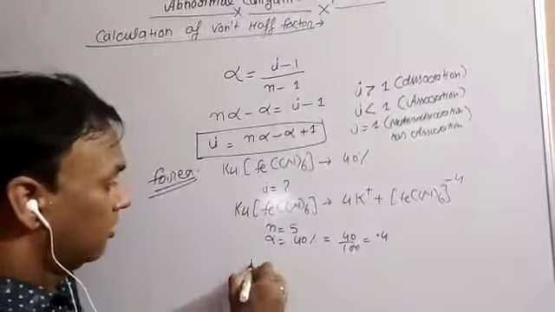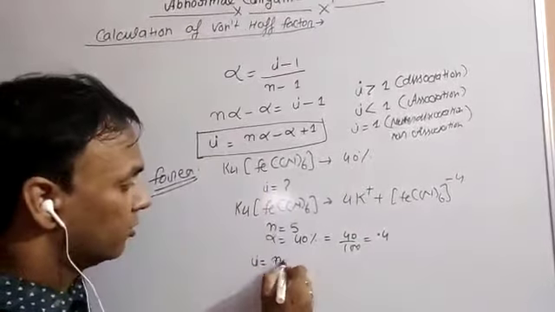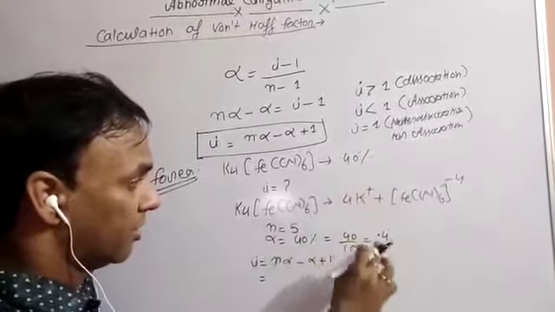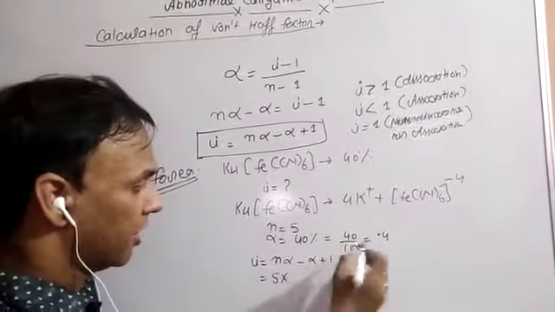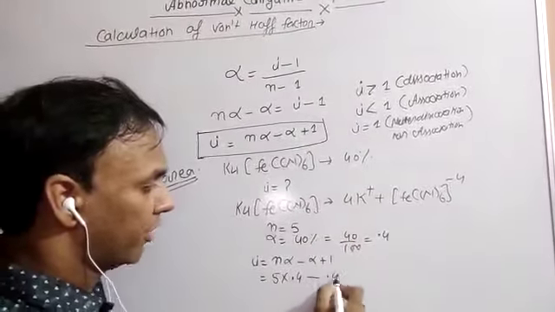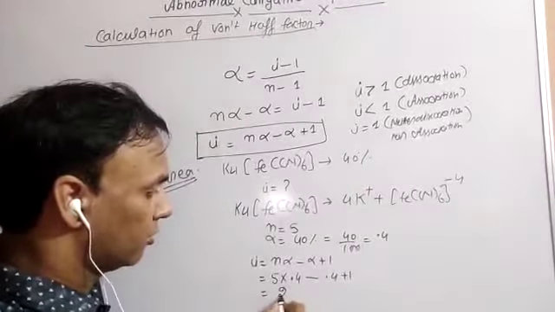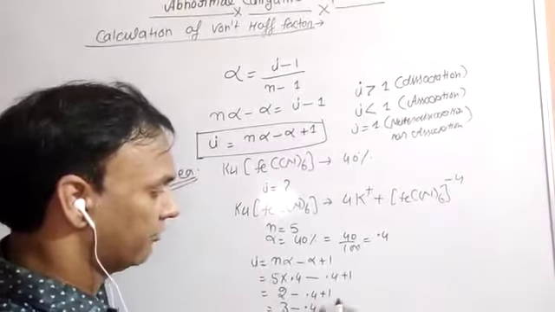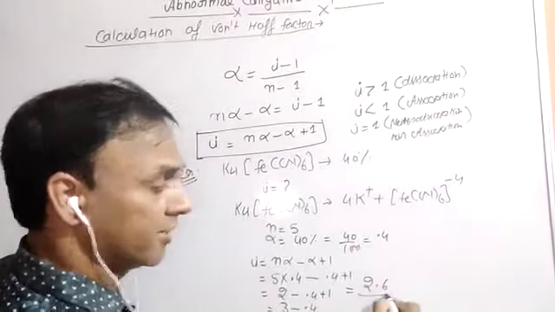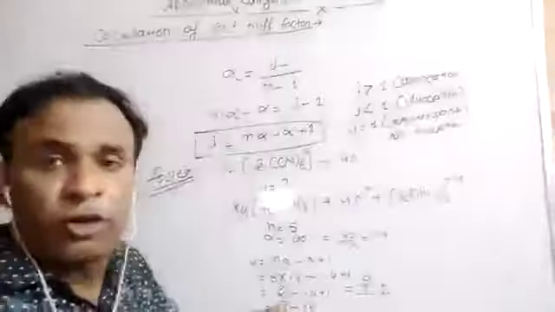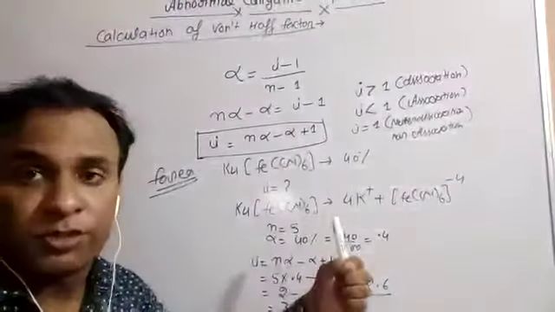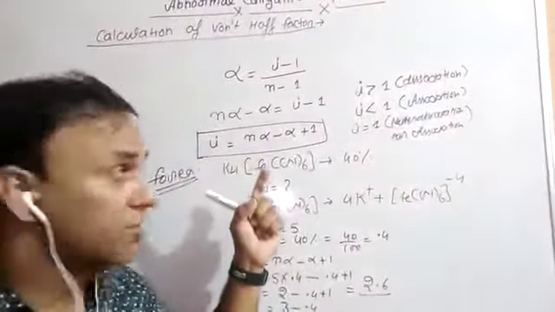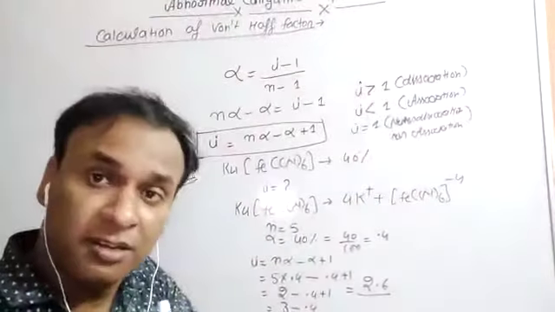So i equals n alpha minus alpha plus 1, n is 5, alpha is 0.4. So 5 times 0.4 is 2, plus 1 minus 0.4, that means 3 minus 0.4, which is 2.6. This is the van't Hoff factor of potassium ferrocyanide. This formula is applicable when the degree of ionization and van't Hoff factor are given.